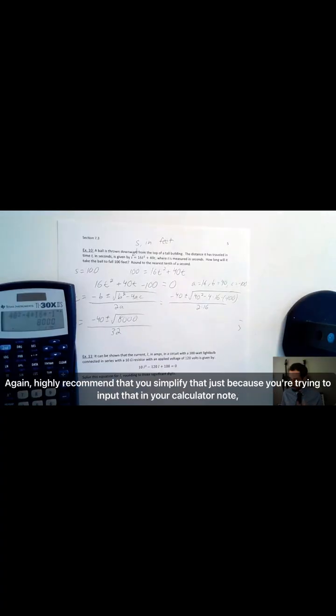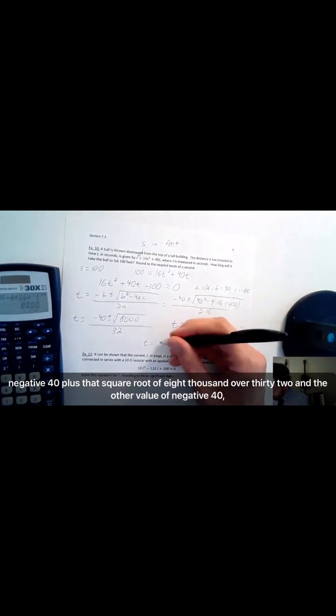Again, I highly recommend that you simplify that, because if you're trying to input that in your calculator, note you have to divide both by 2 and by 16, so grouping those together first is a simpler way to do that. So we've got two solutions to this, right? And now these are going to be values of t, but it's the same idea. Negative 40 plus that square root of 8,000 over 32, and the other value of negative 40 minus the square root of 8,000 over 32.